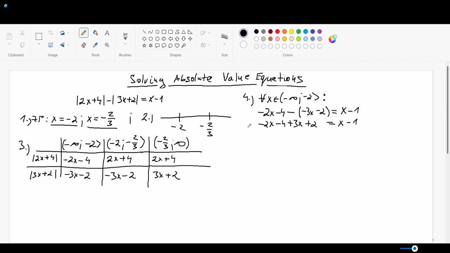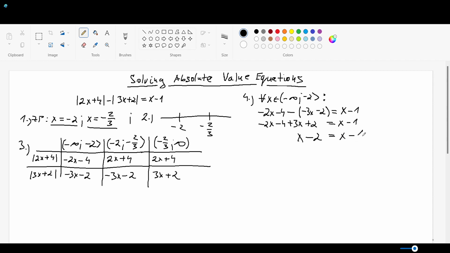So if you are really skillful and you see it, and you really believe in yourself that you won't do it wrong, then you can start with this line immediately. Okay, so let's simplify the expression on the left side.